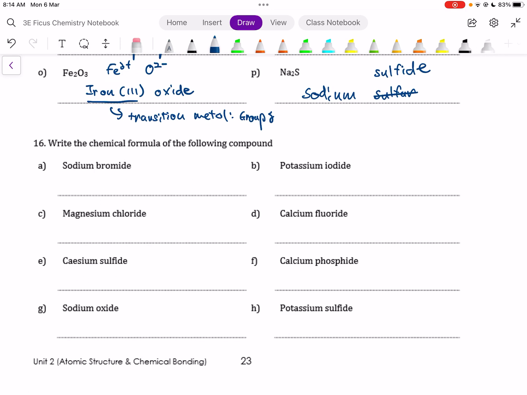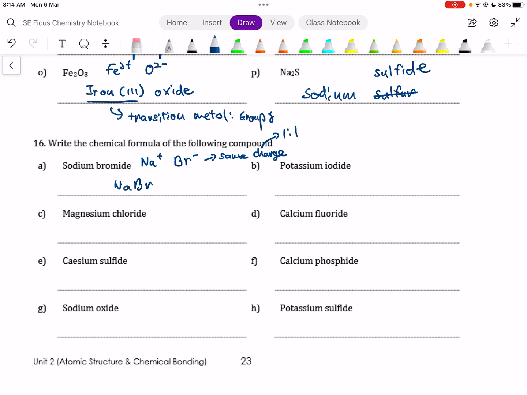Okay, let's go to the examples of writing the chemical formula. There's a couple of them. Let's try to look at them. So you have sodium bromide, which is your Na+ and then Br-. So plus 1, minus 1, in this case the same charge, then just write down 1:1, and it's all monoatomic. So this is NaBr.